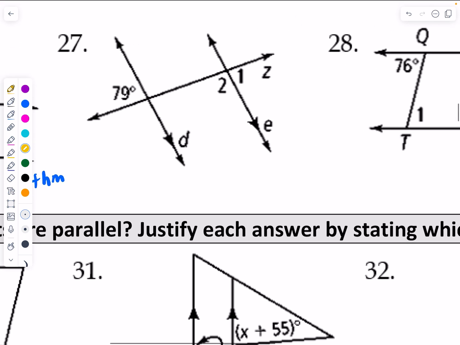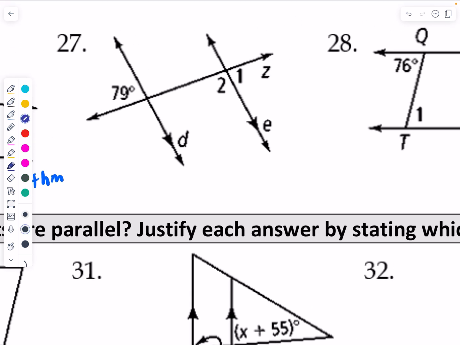Okay. All right, let's look at this next one. Again, I noticed that these lines are marked as parallel, so we need to start with that. Could not do this problem if D was not parallel to E. So D is in fact parallel to E. We know that to be true. Since D is parallel to E, if this is 79, what is angle 1 going to be?